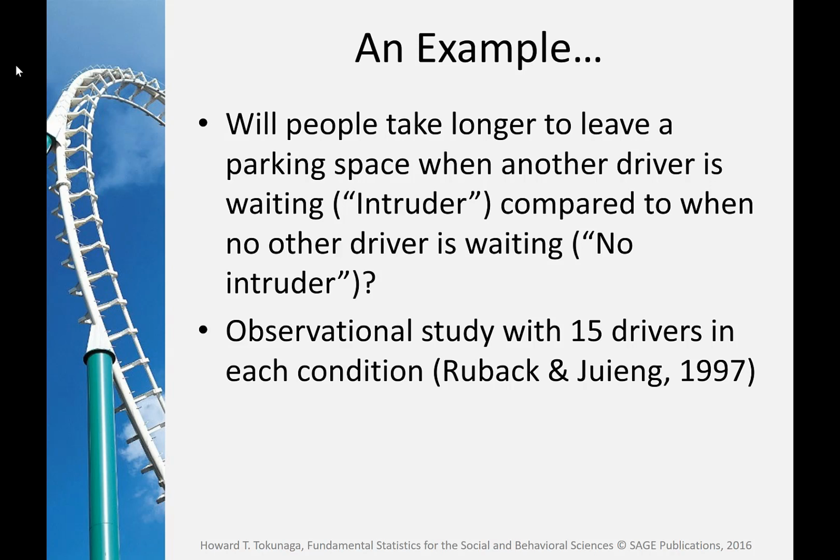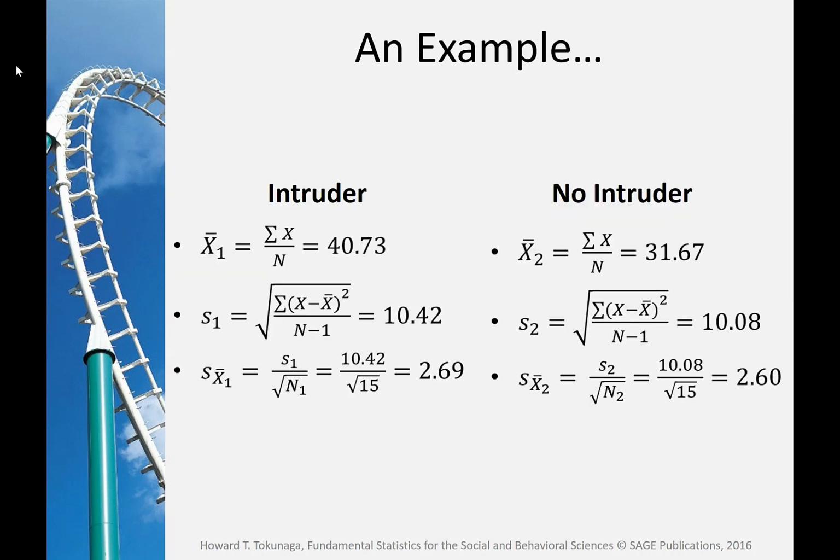So let's see what happens. An actual study. This is real social science here, folks. 15 drivers in each condition. So we can look out the window and watch this happen. Collect data: how long does it take for a person, once they get in their car, to leave their spot? 15 observations for the intruder, so somebody is there, sort of lurking, car's crept up. It took, on average, that's X bar 1, so group 1 is the intruders, 40 seconds. Let's call it 41 seconds to get in your car, start it, and vacate the spot.